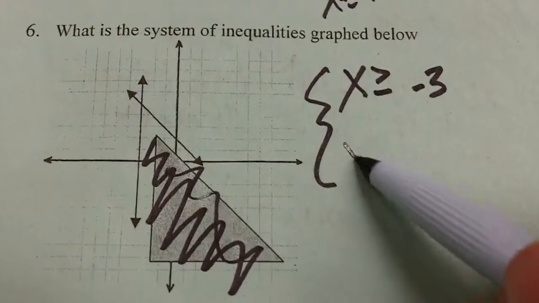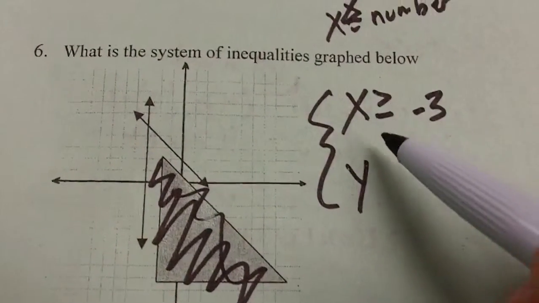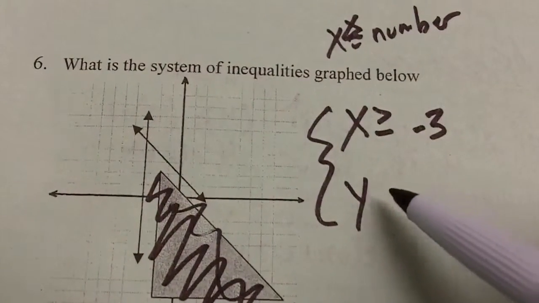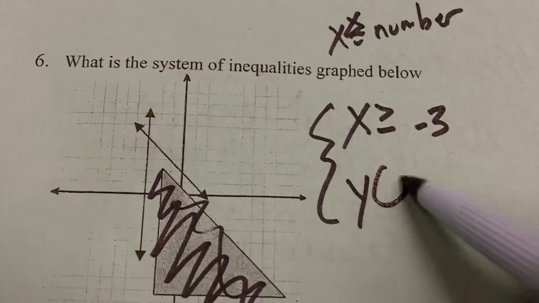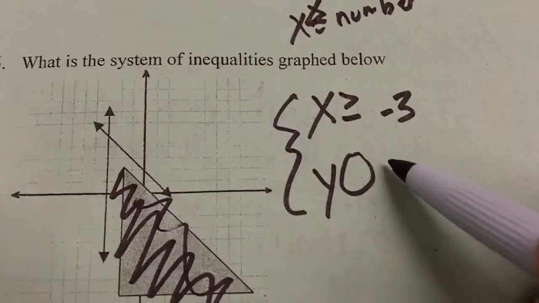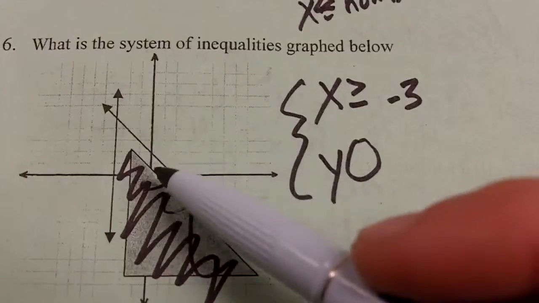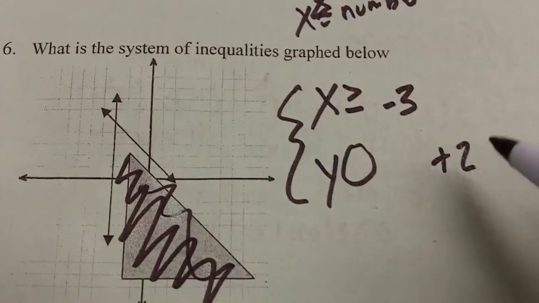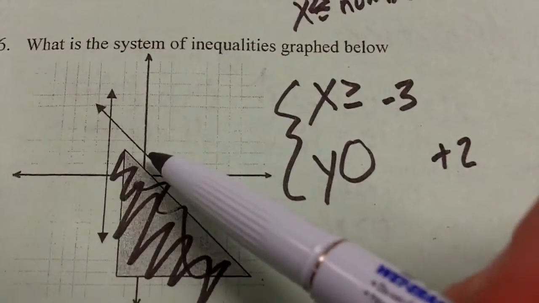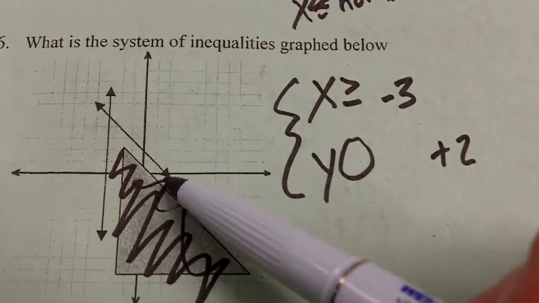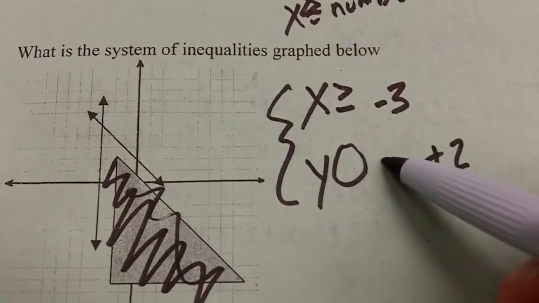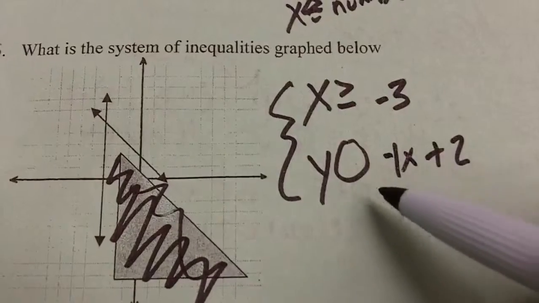The other line, y, I need to figure out what kind of inequality goes in there, so I don't know yet, so I'm just going to put a circle. I'll figure out what it is in a second. I need to figure out the slope and the y-intercept. Well, the y-intercept is 2, so it's a plus 2. Slope is down 1, right 1, down 1, right 1. So negative 1 over 1x.